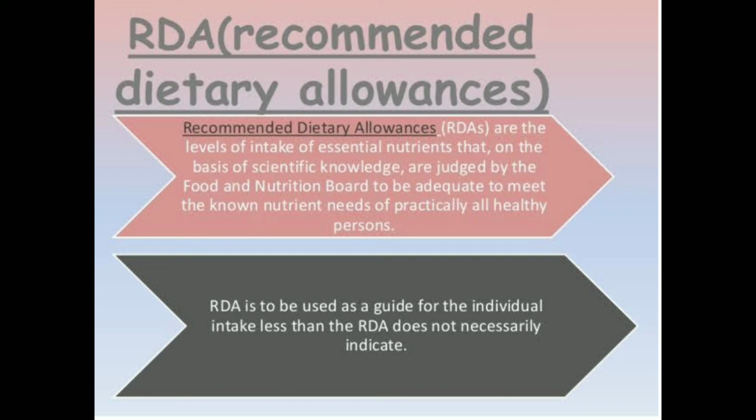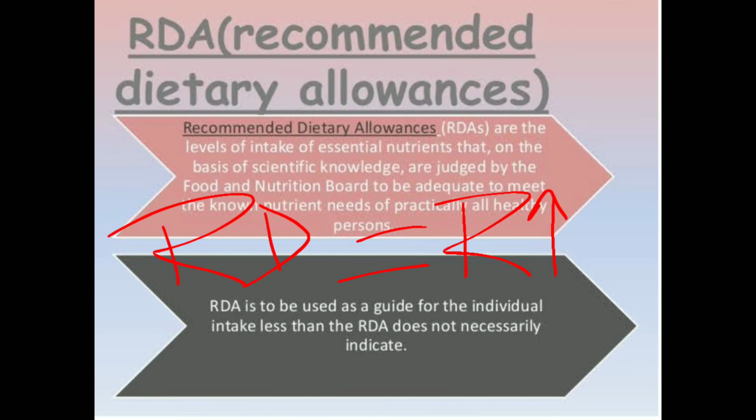So what are recommended dietary allowances? Basically, the recommended dietary allowance, or RDA, equals your requirement plus the margin of safety. You have to remember this formula. RDA equals what your requirement is, it may be high, it may be low, plus the margin of safety.